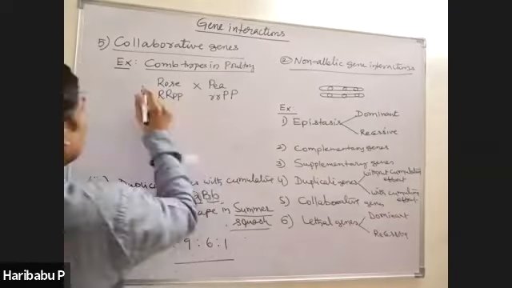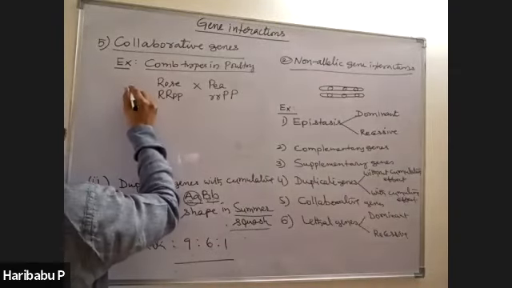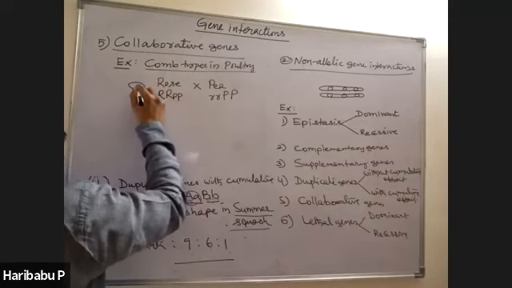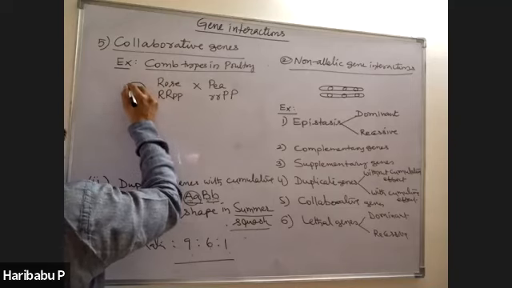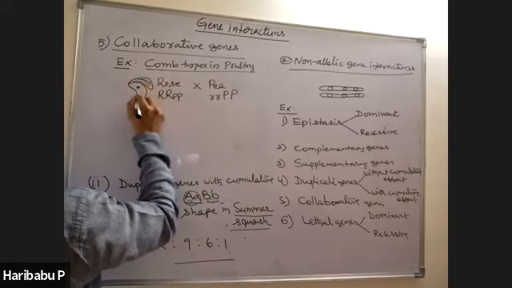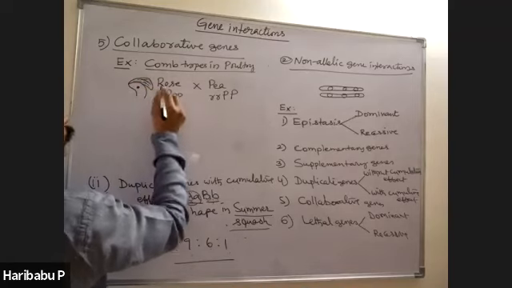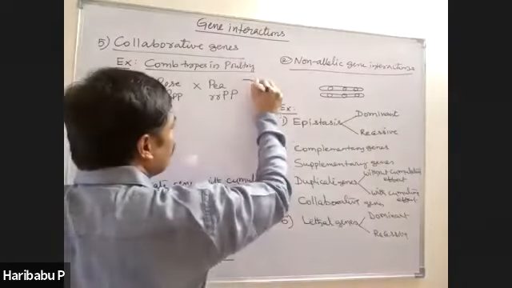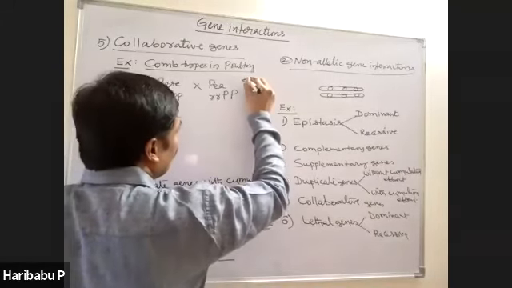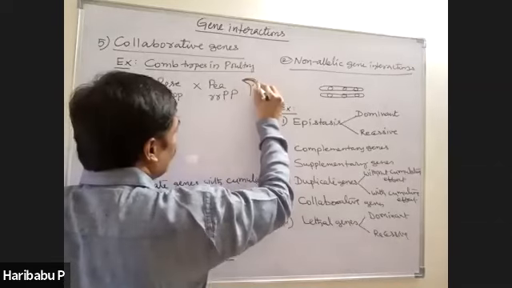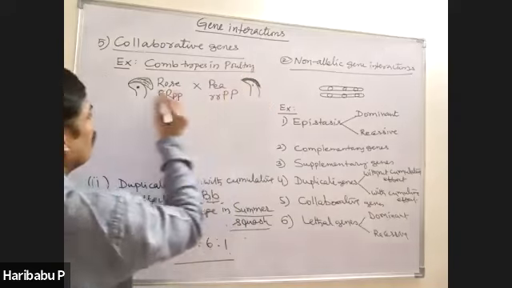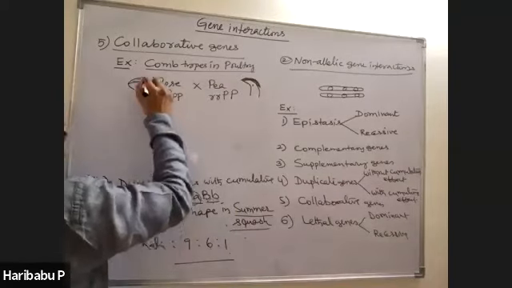Now, here the rose comb is like this. If you look at the bird, you see the shape of the comb is like this. Then it is called rose comb. This is pea comb. See this? Small height, you will find this one. Here this is hanging like this.